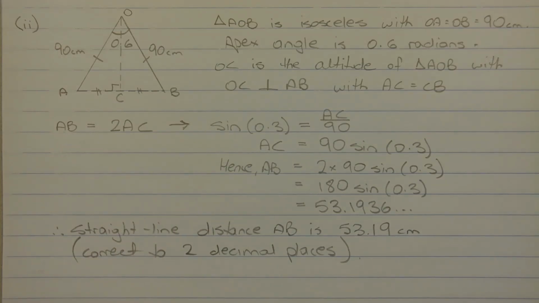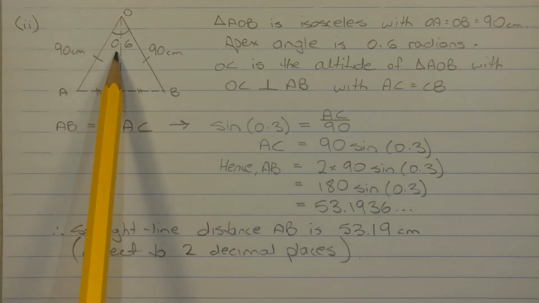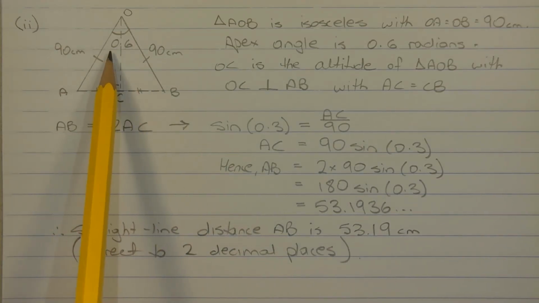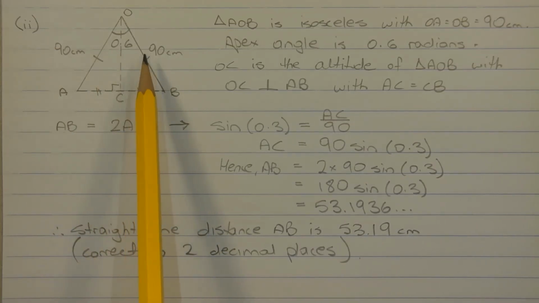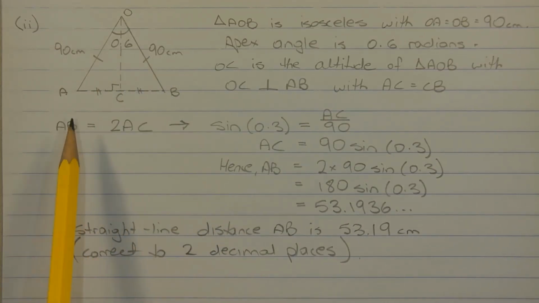or we can treat this as an isosceles triangle that's been divided into two congruent right-angled triangles, where the angle inside the right angle triangle is half of 0.6, so it's going to be 0.3 radians here and 0.3 radians here. We have a right angle here, and AC equals CB. And this is the approach I'm going to take in this particular solution.